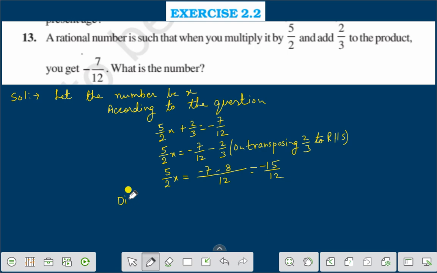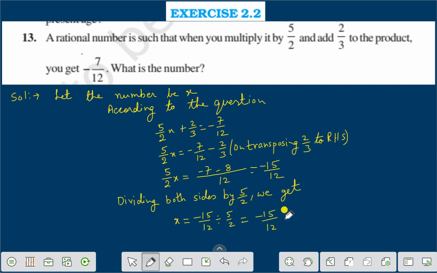Dividing both sides by 5 by 2, we get 5 by 2 x divided by 5 by 2 is x, is equal to minus 15 by 12 divided by 5 by 2, or it can be written as minus 15 by 12 into 2 by 5.